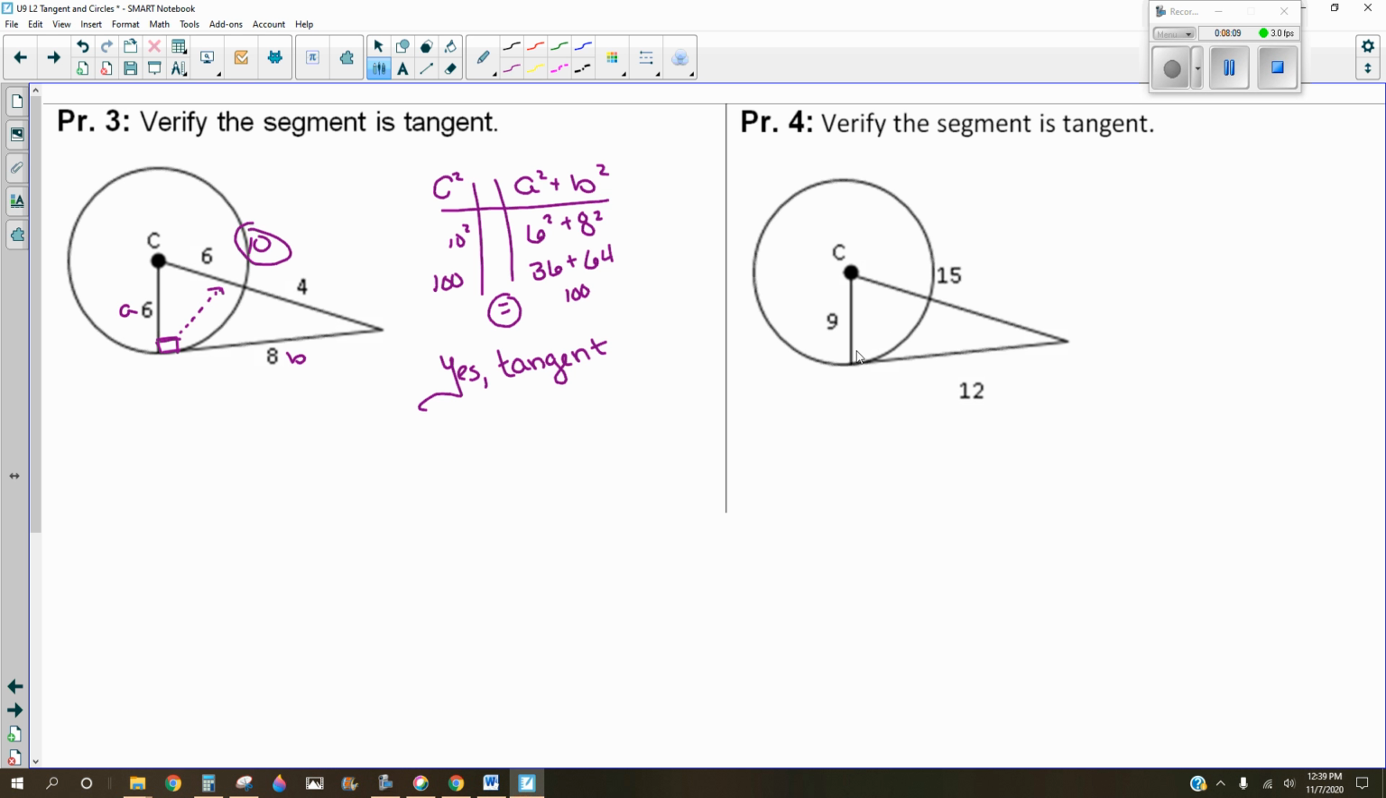Let's check this one. See if the segment is tangent. So we're going to check to see if that's 90. This is C, A, B. 15 is the whole thing. There's no addition I have to do here. So we're going to check.